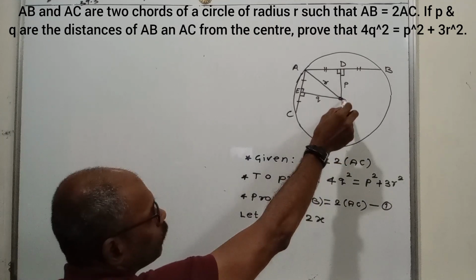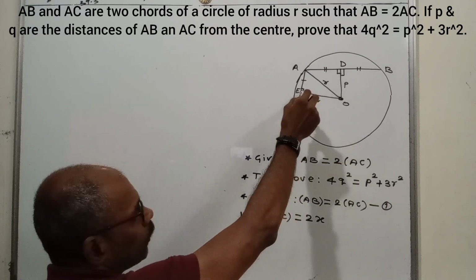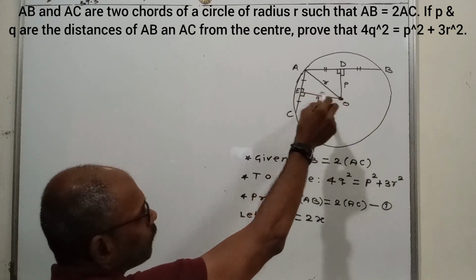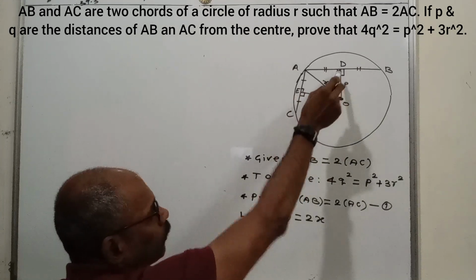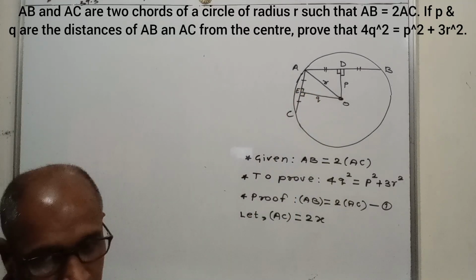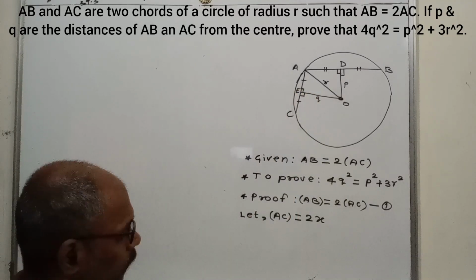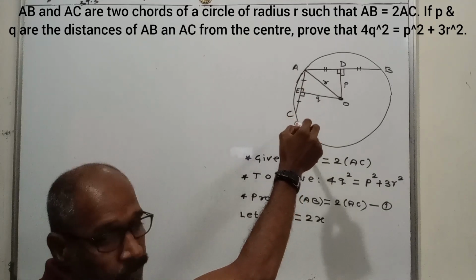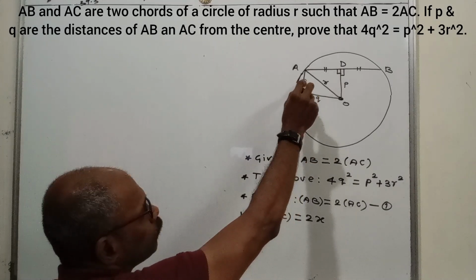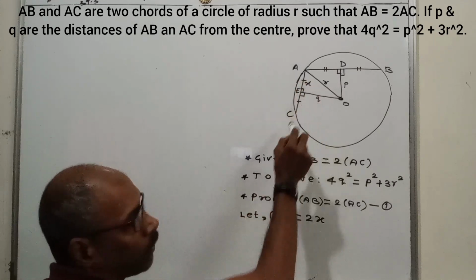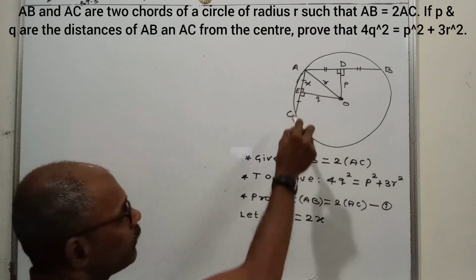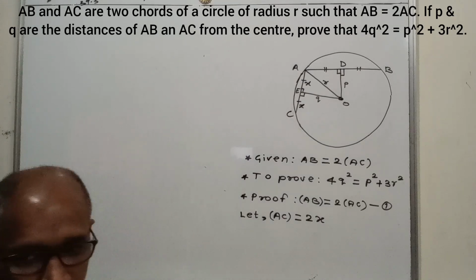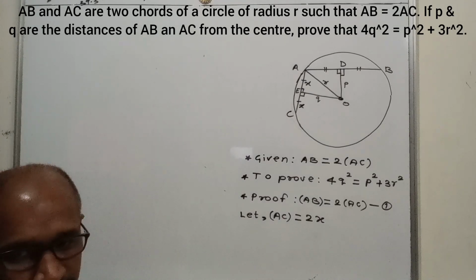Now, a perpendicular drawn from the center of the circle to the chord bisects the chord. Therefore AC is equal to 2x, then AE is equal to x and EC is equal to x. X plus x, 2x. Did you get it?